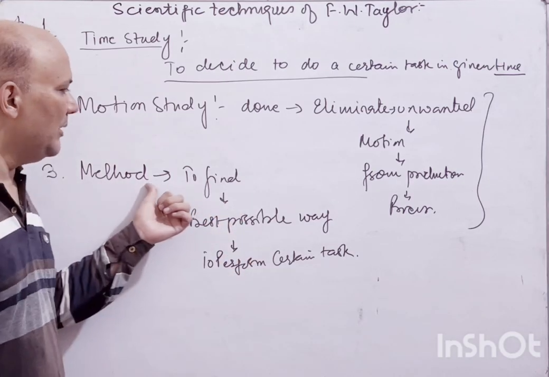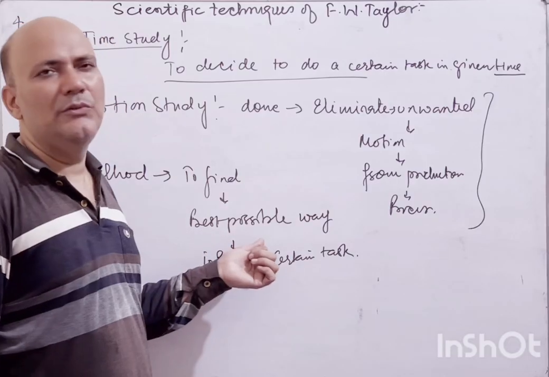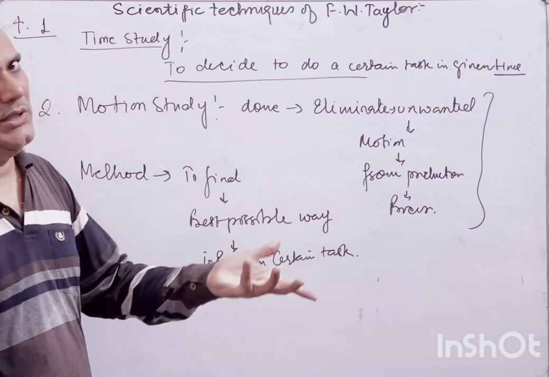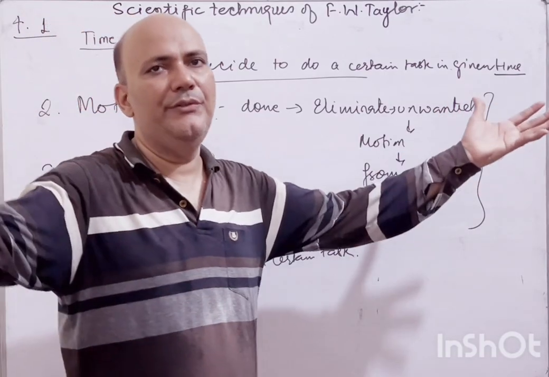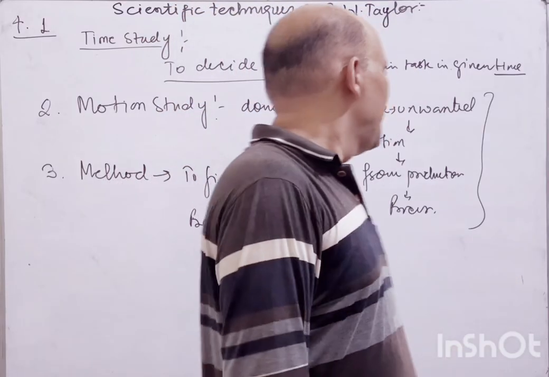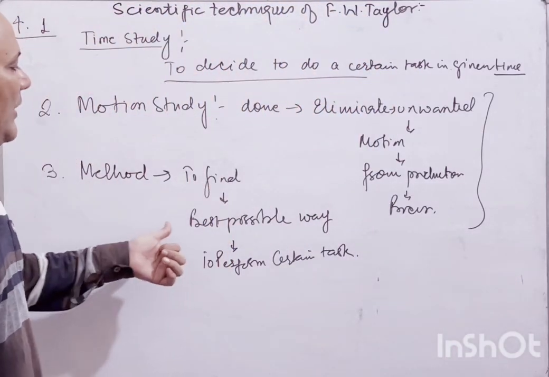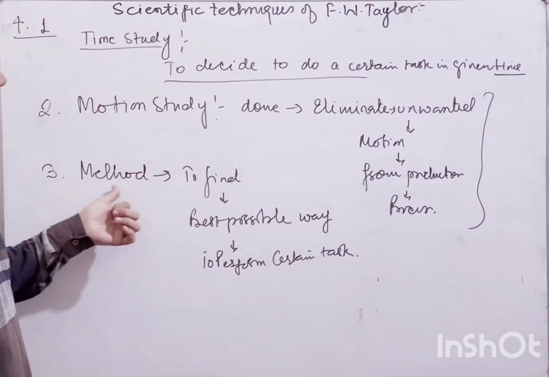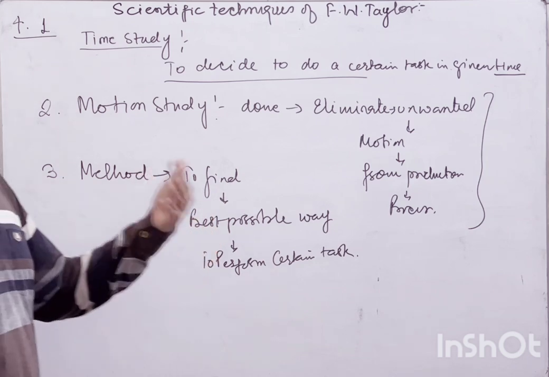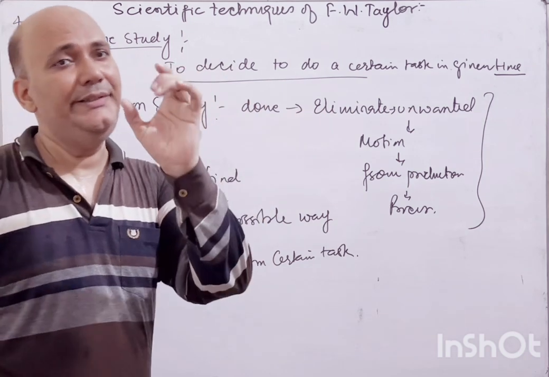You have to find out in the method study the best possible way to perform a certain task, because one task can be performed in different ways. So for your organization, you have to find out the best possible way. So this is called method study, to find out the best possible way to perform a certain task.